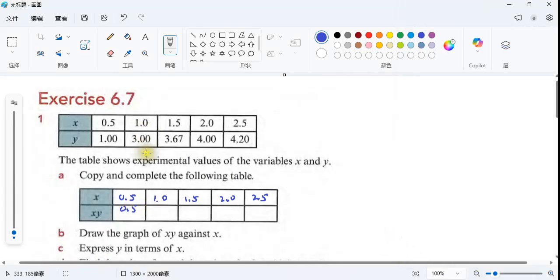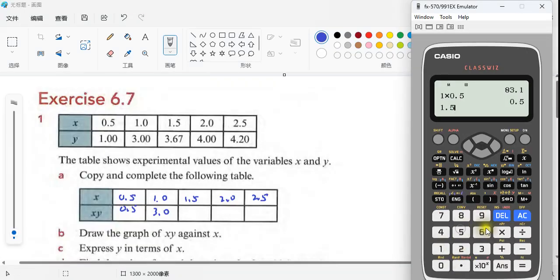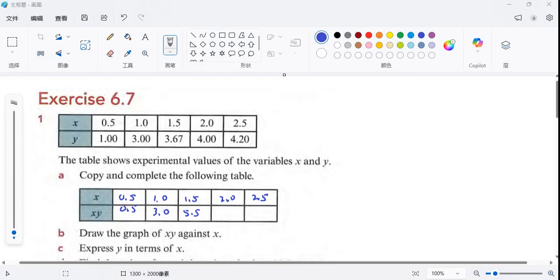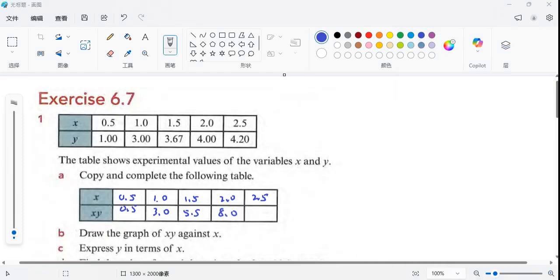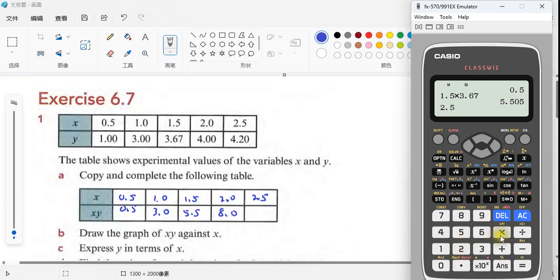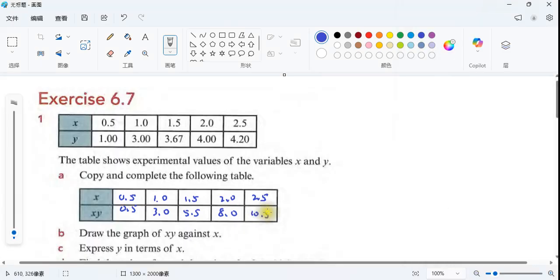And then 1 times 3 is 3.0. And then we have 1.5 times 3.67, which is 5.5. And then we have 2 times 4, which is 8. And then 2.5 times 4.2, which is 10.5.